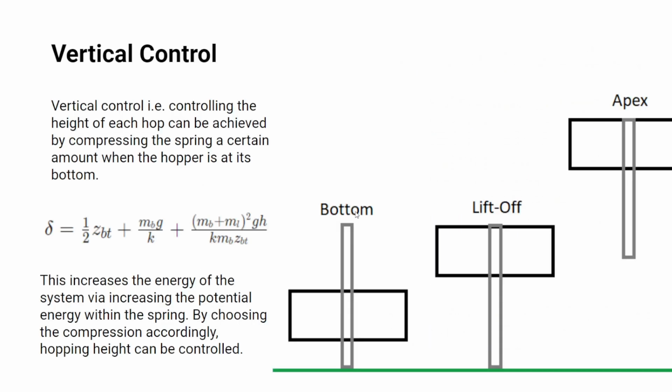Okay, so the nice part about hopping robots is that we can separate vertical and horizontal control. Vertical control basically comes down to compressing the spring by a certain amount at the bottom of the hopping cycle, and this will add energy via the spring and get you a higher hop on your next hop.